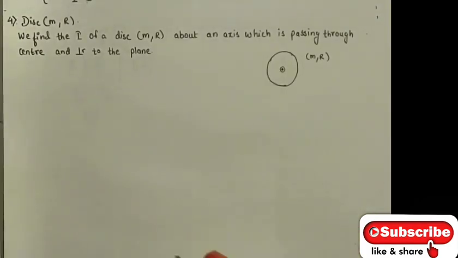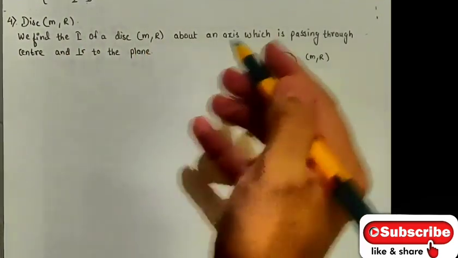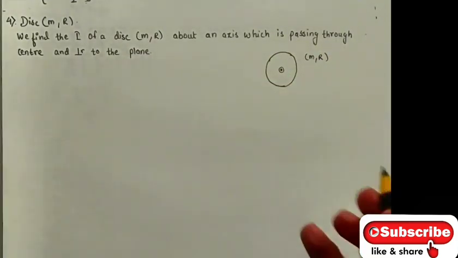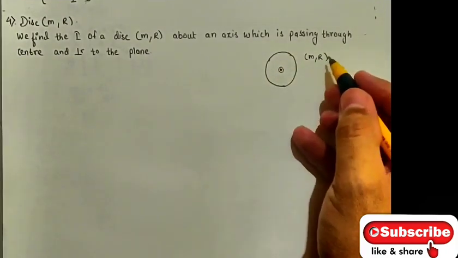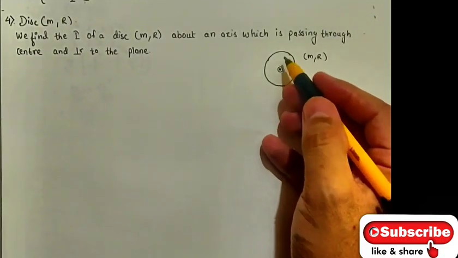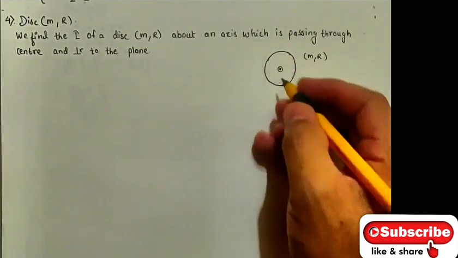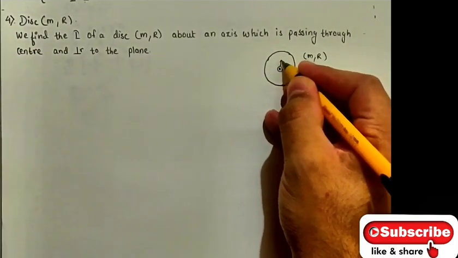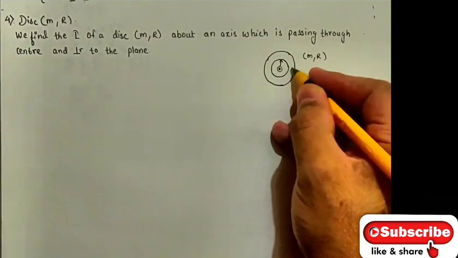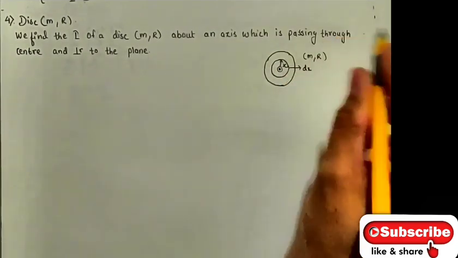Now in the fourth part, we will find the moment of inertia of a disk having mass m and radius r about an axis which is passing through the center and perpendicular to the plane. So we have this disk having mass m, radius r. We assume that this disk is made up of many, infinitely many, rings. So we take an element, a ring having thickness dx at a distance x from the center.